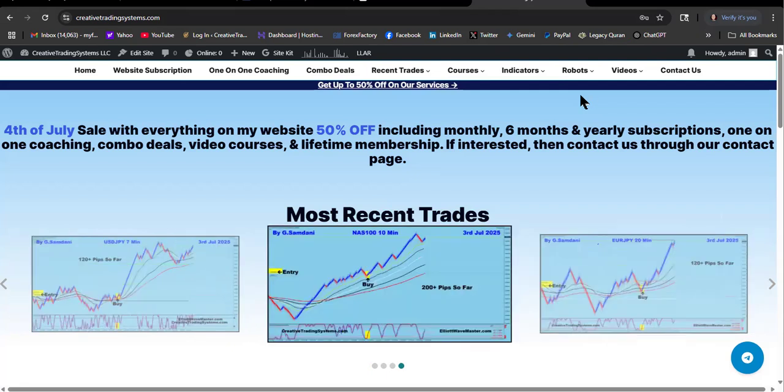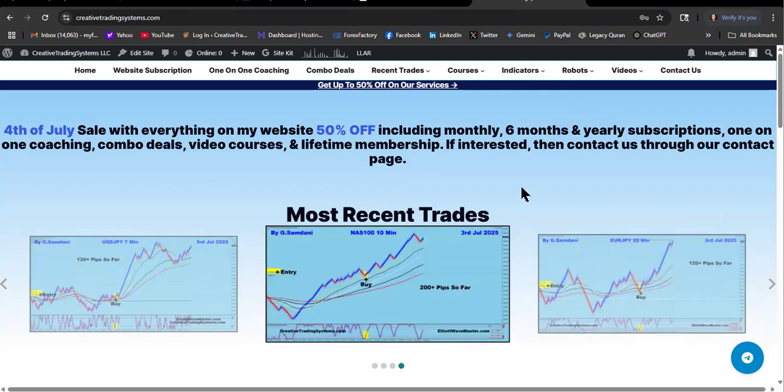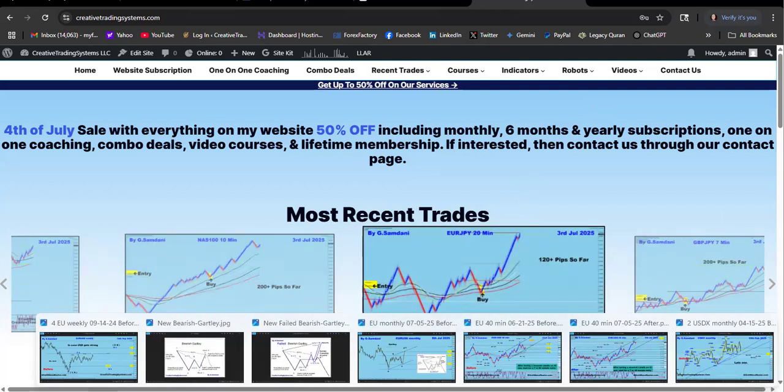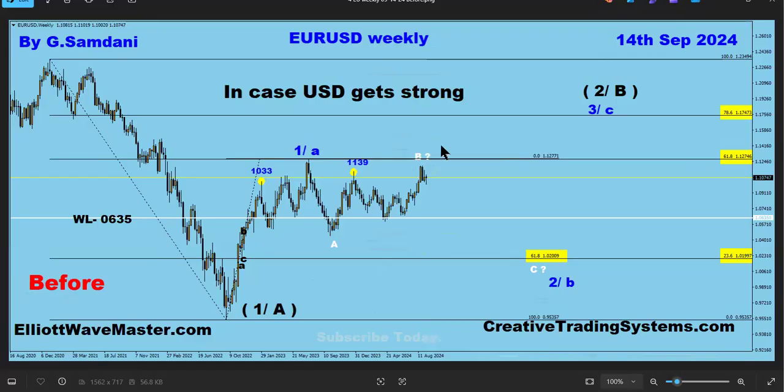So let's get started. EUR-USD, I made a chart almost 9 months ago based on the Fibonacci harmonic pattern, all of that. So let me show it to you. This is the chart I made on 14th September 2024. This is a EUR-USD weekly chart, and this was my Elliott wave count, as well as the harmonic pattern calculation. This is the fib drawn from here to here.